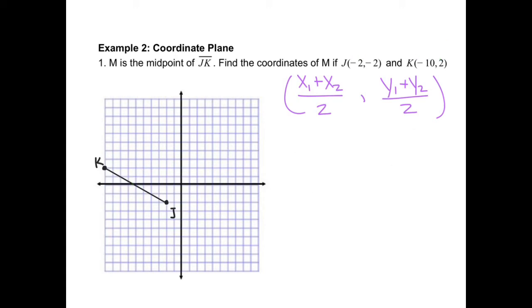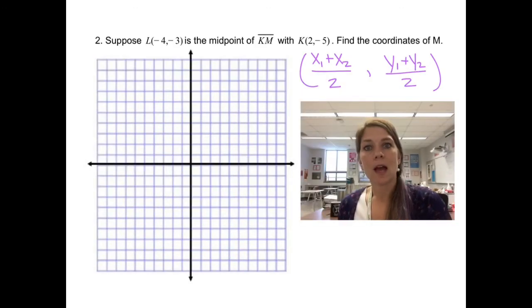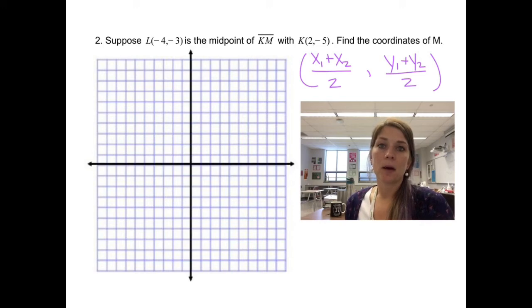I do want to draw your attention to the difference with this problem. In this problem, you are actually given the midpoint. It says, suppose that (-4, -3) is the midpoint. So we're not calculating the midpoint here. Instead, we will need to use the formula and the midpoint, or trust the coordinate plane to find the other missing endpoint. So this is a little bit different than the example that we just got done doing.